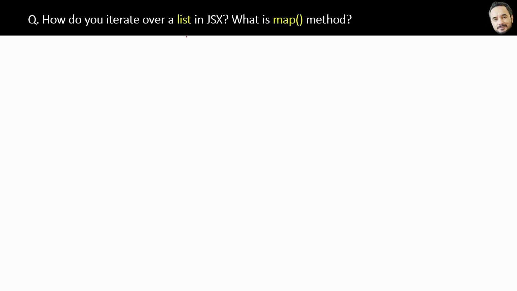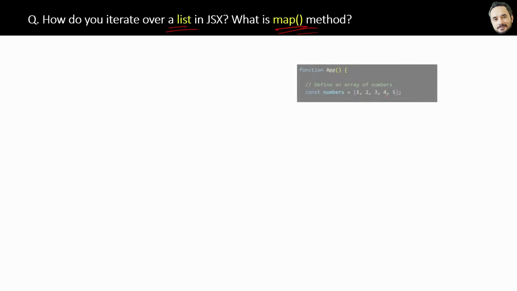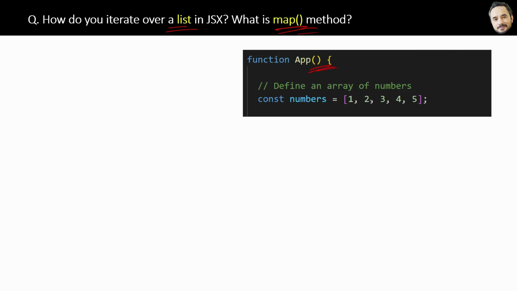How to iterate over a list in JSX? What is the map method? This is something related to JavaScript, but since it is very important and frequently used, that's why I am also covering it here. Let's see the use case. Suppose you have this array inside the app component.